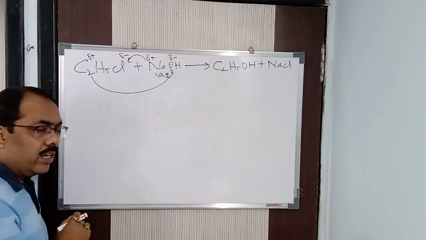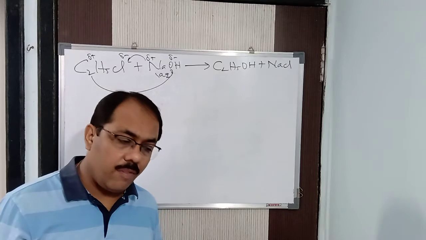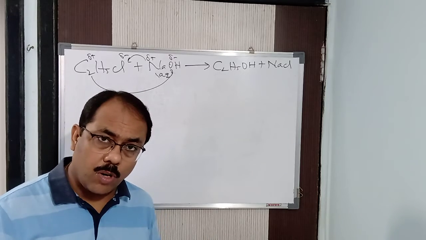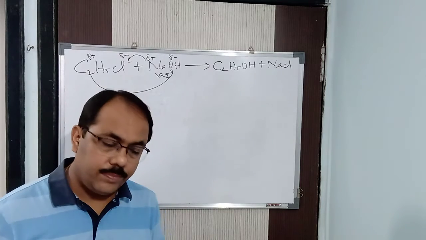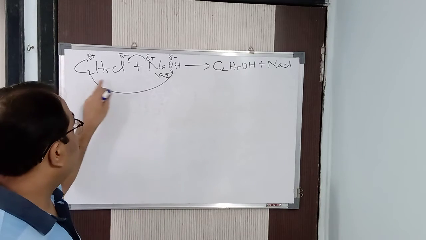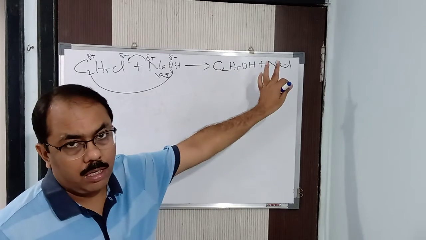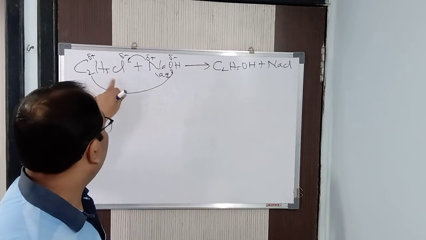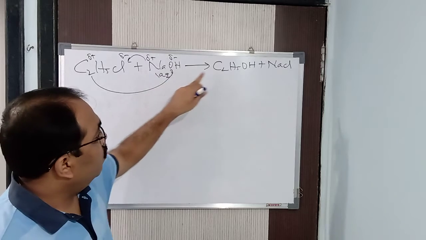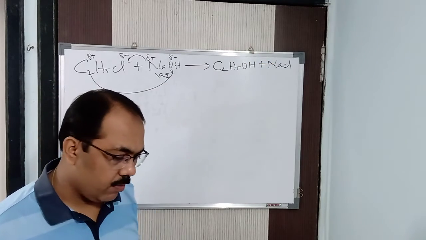Any alkyl halides you can take: CH3Cl, CH3Br, C2H5I. Any alkyl halide, the corresponding alcohol you will be getting. Clear? Suppose you take C2H5Br plus KOH, you will be getting C2H5OH plus KBr. If you take CH3I plus NaOH, you will be getting CH3OH plus NaI. In this way, the corresponding alcohol you will be getting.